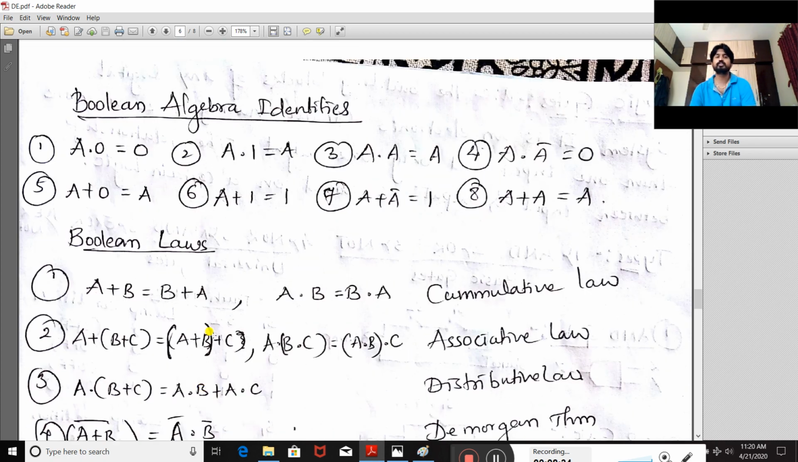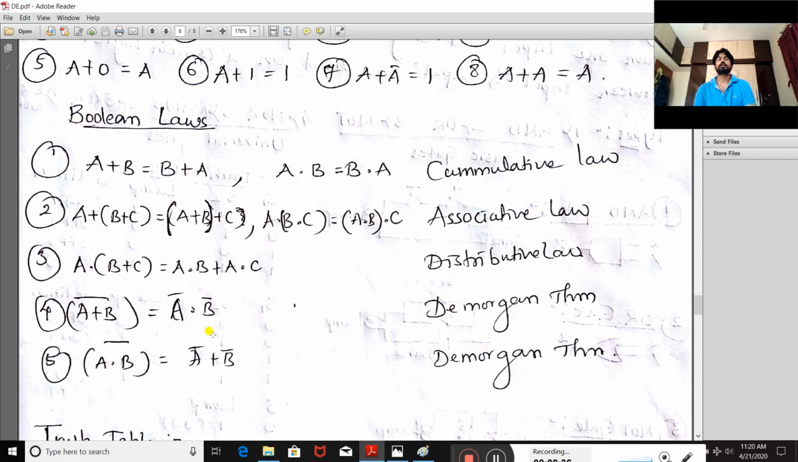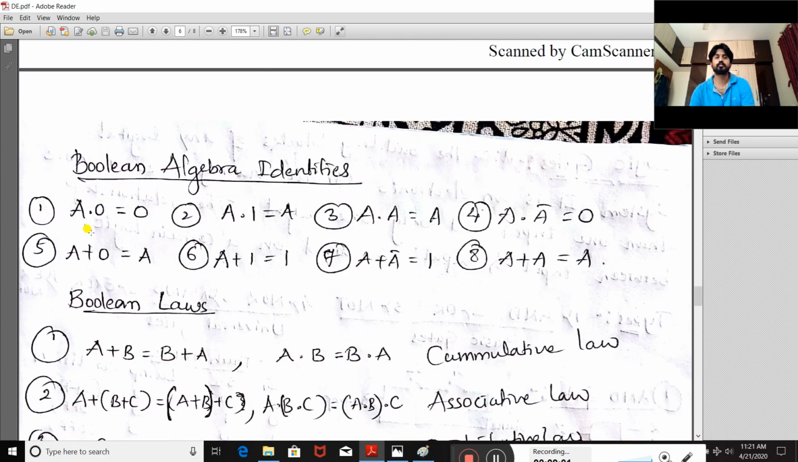And why is Boolean algebra required? Because to analyze as well as simplify the logic circuits, we need Boolean algebra, which makes the circuit very simple to operate, and it takes very little time to operate. Hence, Boolean algebra is necessary. And to use Boolean algebra, we should know these Boolean algebra identities and Boolean laws.